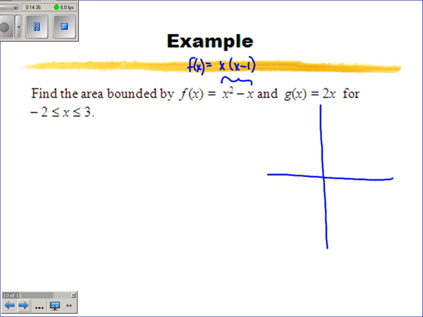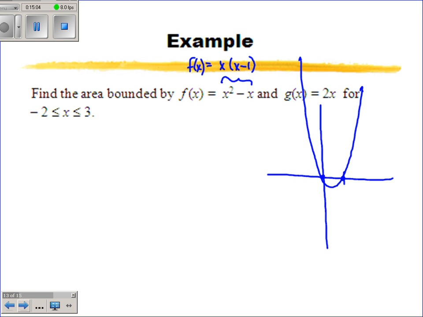So that tells me that, let's see if I can, I know that it's going to be crossing the x-axis at 0 and 1. I know it's going up because the x squared term is positive. The vertex is going to be at x equal 1/2, and then I know it's going upward. So it's going to look something like this. And hopefully that's close enough to get what we need.